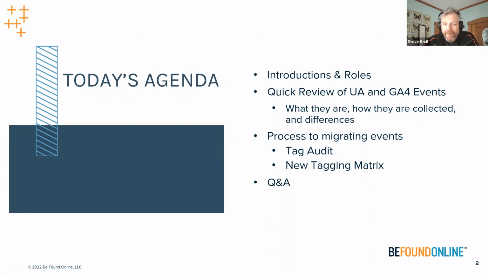What we've got going on today: introductions and roles, and a simple agenda. There are two big sections. First, a review of UA and GA4, how they're alike and how they're different in terms of events. Then we're going to walk through, and this is where it gets deep, migrating events: how to make sure you've got an inventory of what you're working with and how you're getting to what's next. And then we're going to open it up for questions.